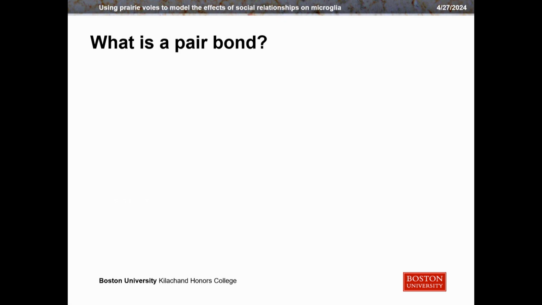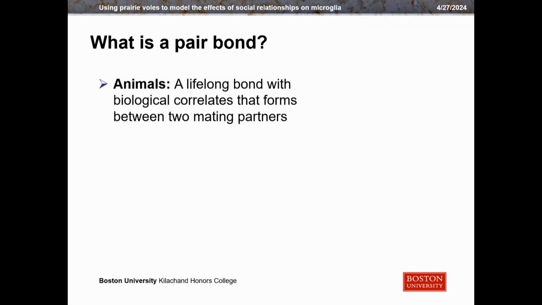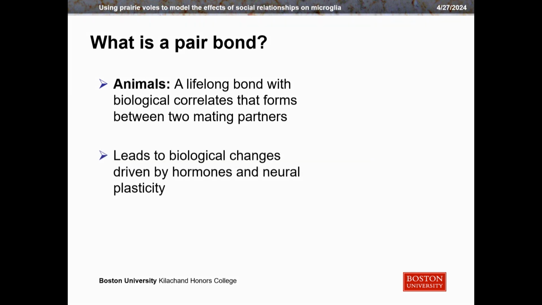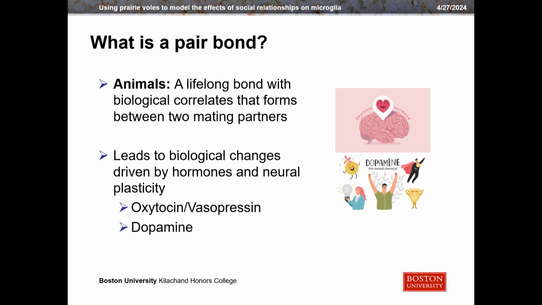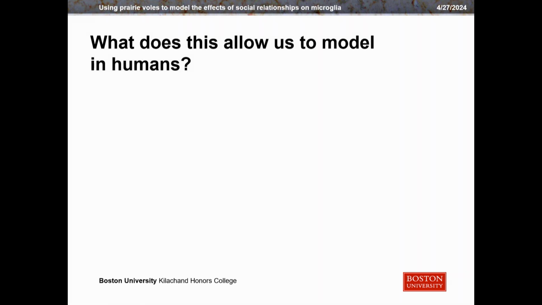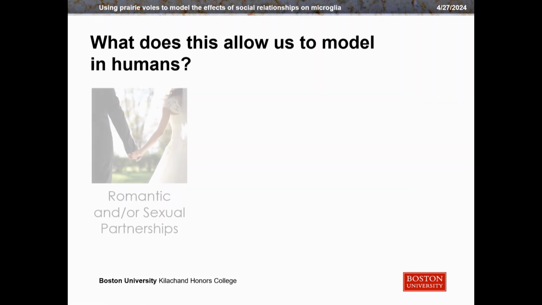So what is this pair bond that I mentioned? Well, in animals, we define this as a lifelong bond with biological correlates that forms between two mating partners. And this leads to various biological changes in hormones such as oxytocin and vasopressin, and also in dopamine, which is associated with reward learning. So there's a lot of research as to whether this pair bonding behavior is perhaps a reward-seeking behavior in these animals.